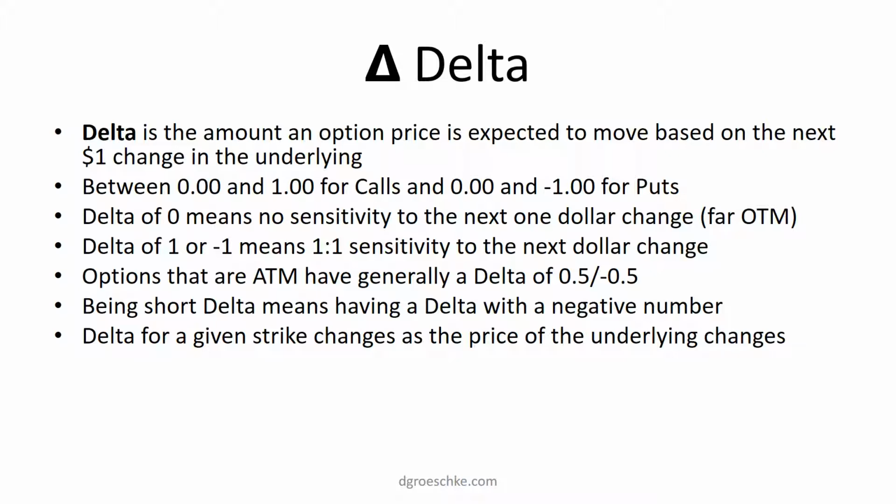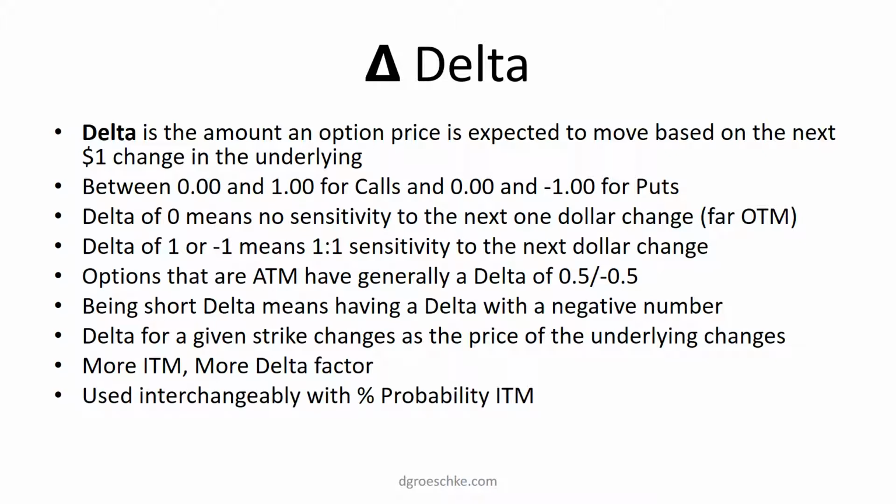As you approach expiry, you will also notice delta being more and more concentrated to the options in the money and near the money. As options go deeper into the money, they will have a higher delta. And after knowing what delta is and how delta works, you'll understand why delta is used interchangeably with probability of in the moneyness by option traders.